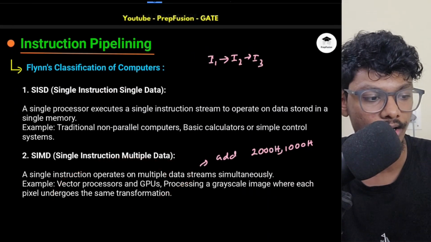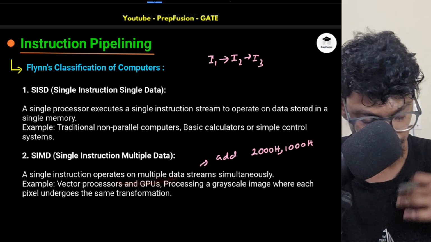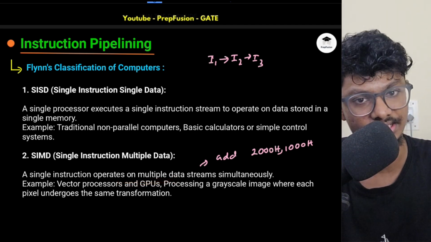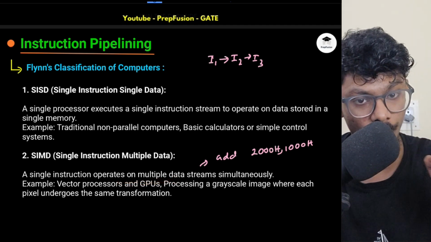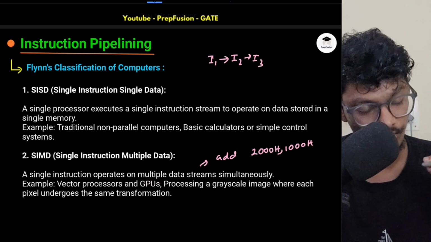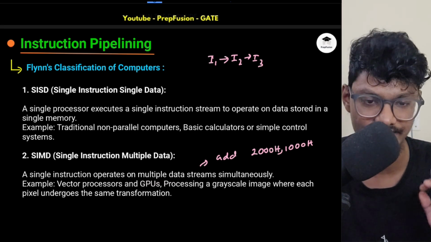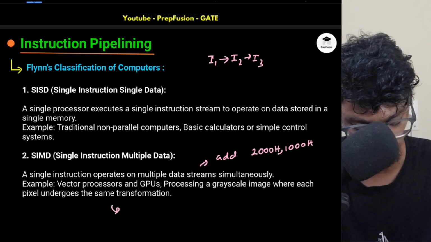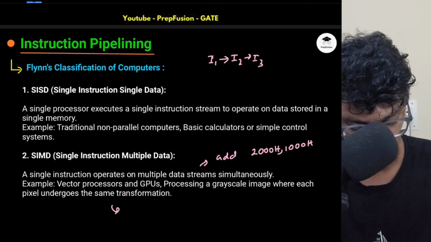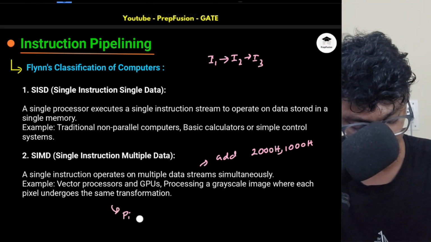I'm doing some operations simultaneously, but what I can say is they are not exactly parallel. What do I mean by that? We'll understand that by the example, but just understand this is what we use in pipeline processing, where we process the data simultaneously.